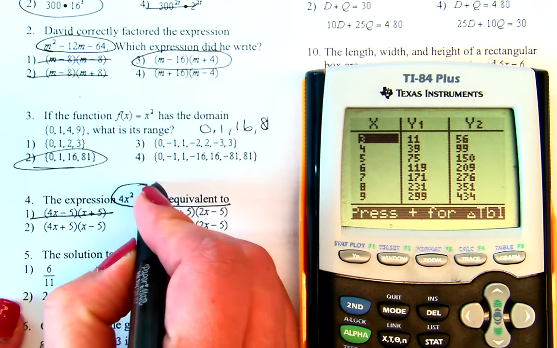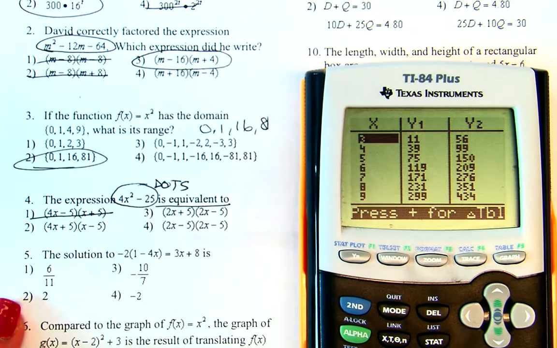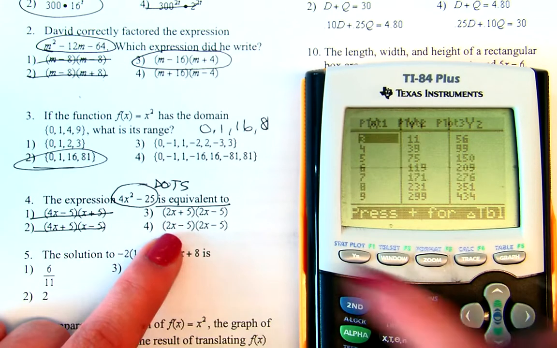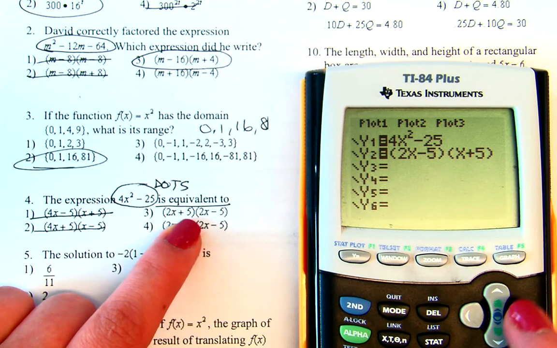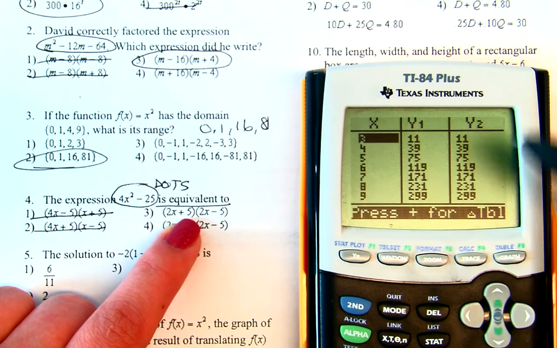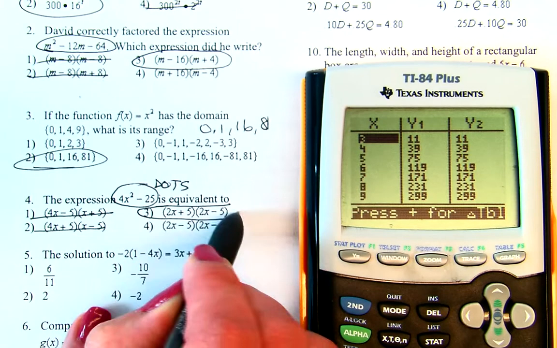You should also recognize that this is the factoring method using dots. So if you want to do it by hand, by all means. Choice 2, I'm just going to help you out, doesn't work. If you take a look at choice 3, 2x plus 5, 2x minus 5. Take a look at the table. You'll recognize that they match exactly, so they are equivalent.